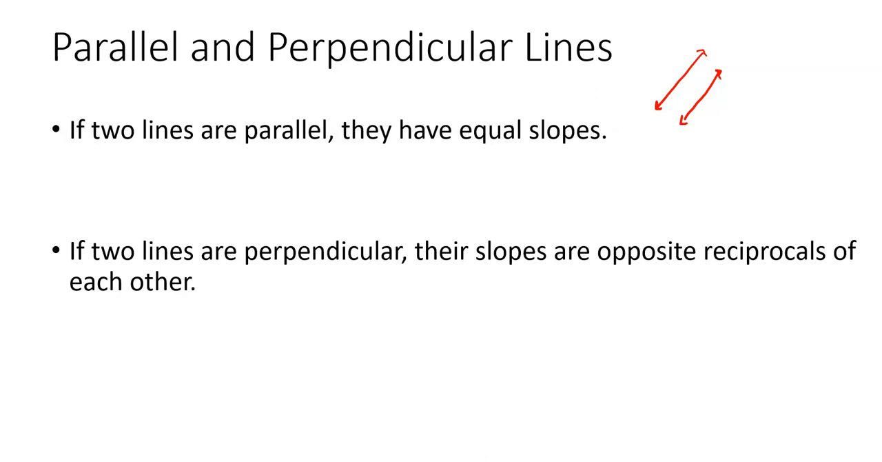All right, if 2 lines are perpendicular, the slopes are opposite reciprocals of each other. So first thing, perpendicular means intersecting at a 90-degree angle. Opposite reciprocal, that means change the sign. That means flip the fraction. So for example, 2/3 and -3/2 are opposite reciprocals because I flip the fraction and change the sign.